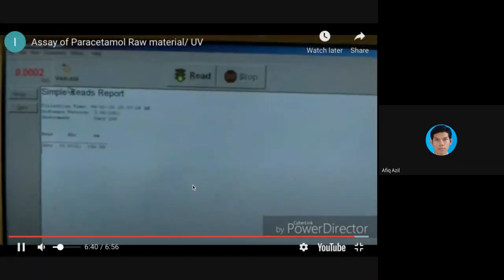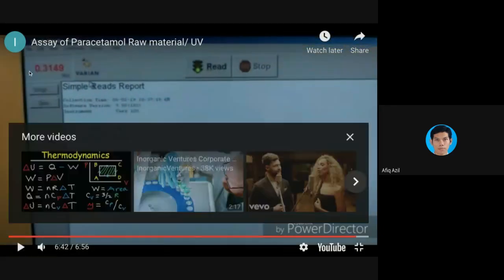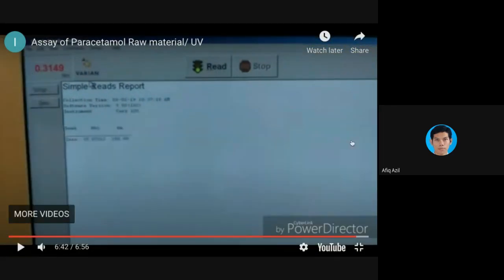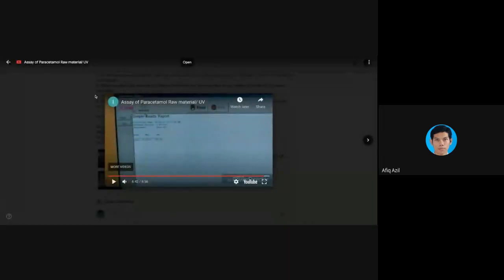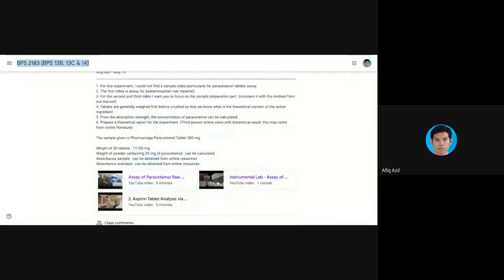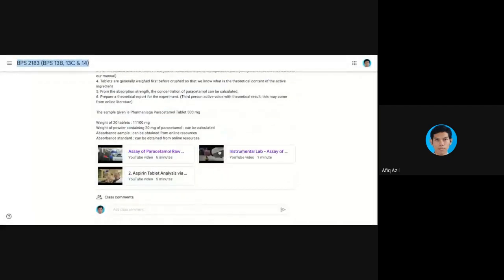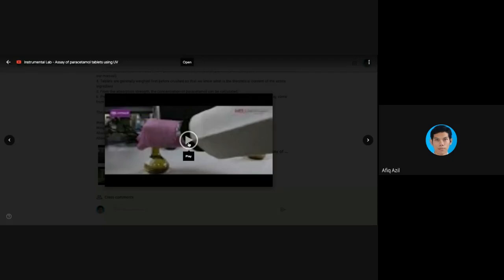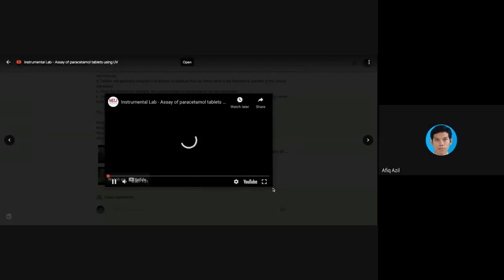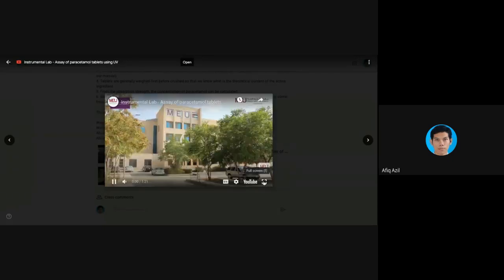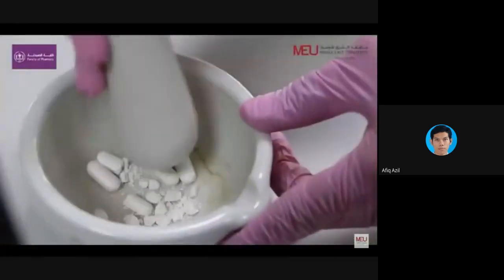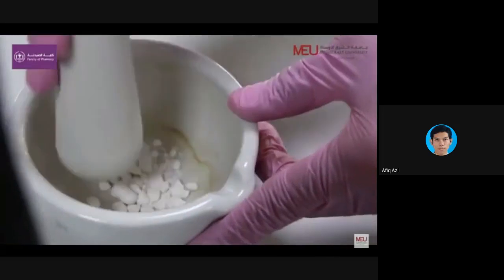Okay, so that's how the result is obtained, and I will show you another video of the actual assay for the PCM tablet. But this is a very short one, just about 1 minute. Assay of paracetamol tablet using UV spectroscopy.